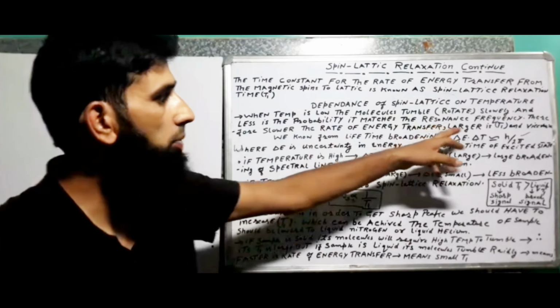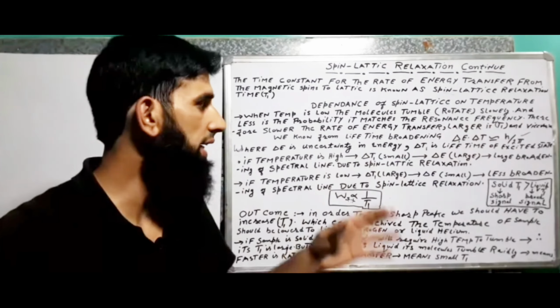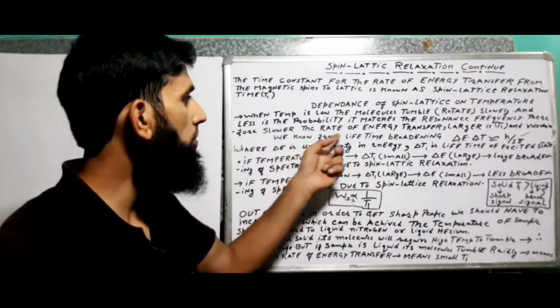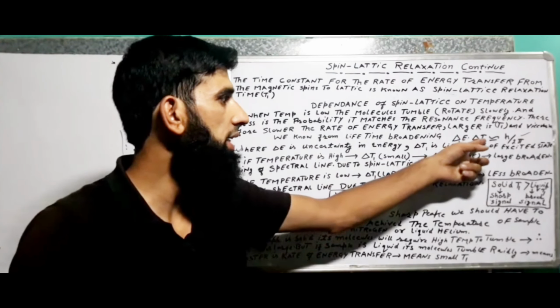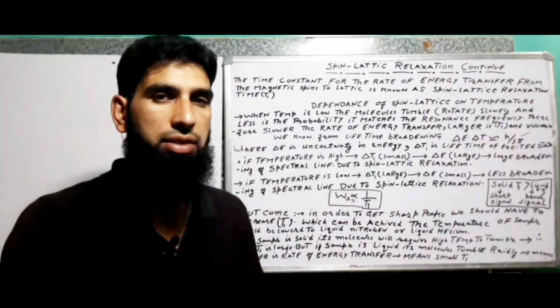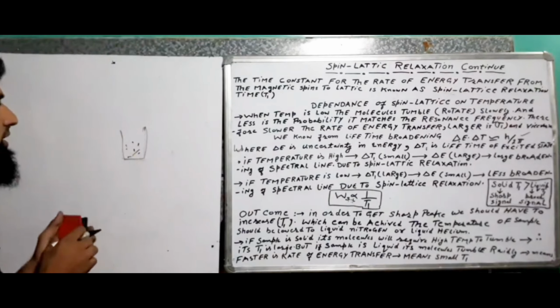Now, what is the effect of time on the width of the spectral line? That I am going to discuss with you. As we know from lifetime broadening, delta E into delta T is nearly equal to h divided by 2 pi. This is the Heisenberg uncertainty relation.